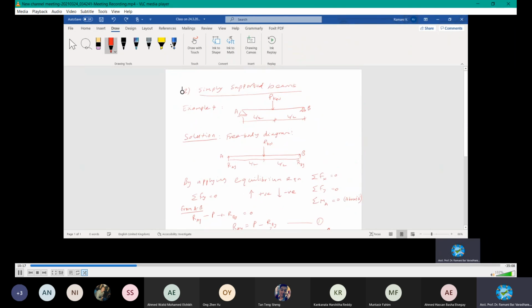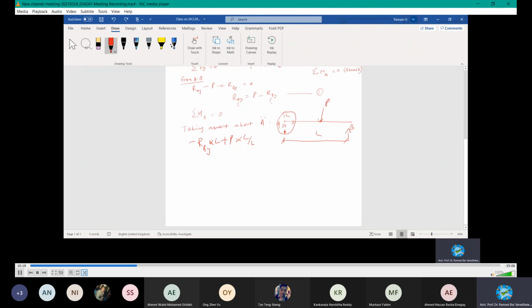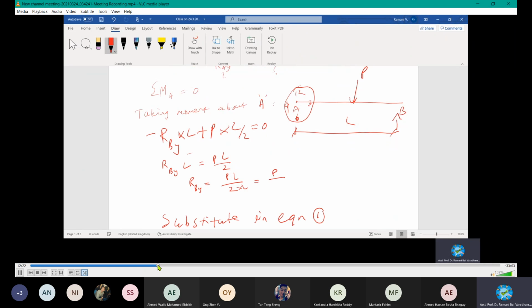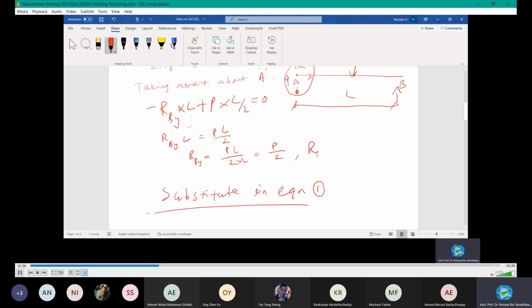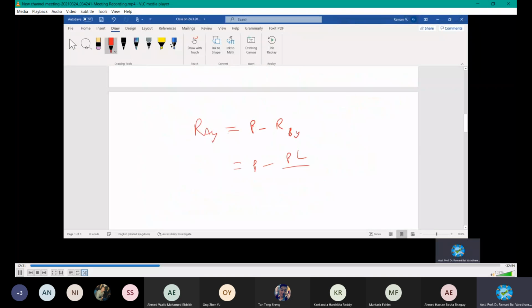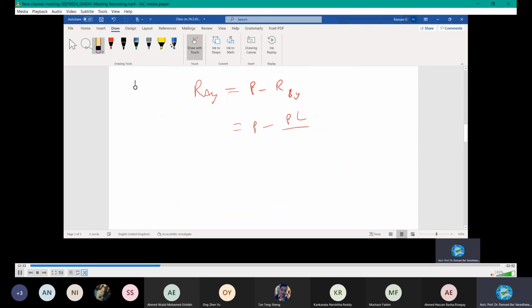Have you done all the loading and the distance? Yes, done. Equated to 0. That's all the forces and moments. Now we can find the unknown RBY. Take RBY this side, then you end up with P by 2. This is your answer, so RBY is equal to P by 2. Let's substitute in this equation, which is P by 2.